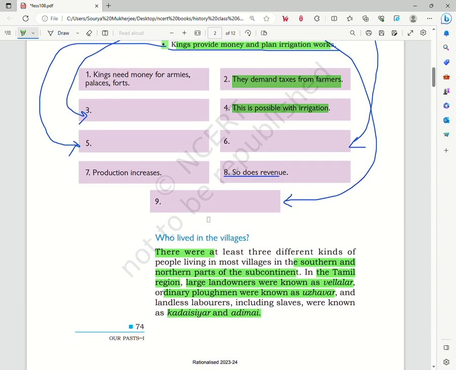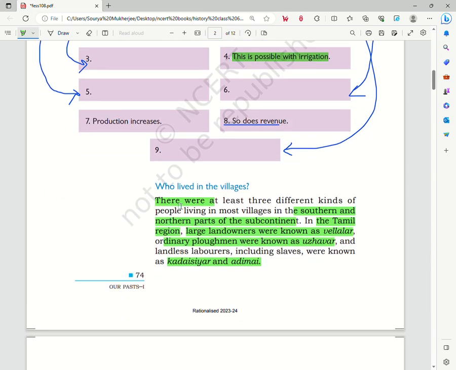So next, let's continue. Who lived in the villages? There were at least three different kinds of people living in most villages in the southern and northern parts of the subcontinent. In the Tamil region, large landowners were known as Velalar, ordinary plowmen were known as Uzhavar, and landless laborers, including slaves, were known as Kadaisiyar and Adimai.